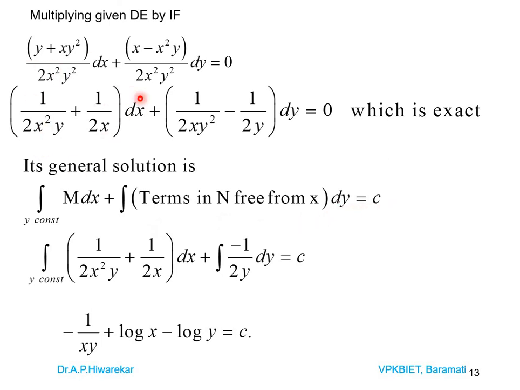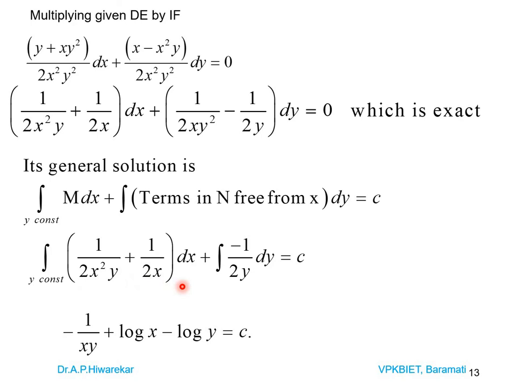So we take this M as it is. So it is (1/2x²y + 1/2x) dx, assuming y constant. Then this term consists of x, so we do not consider that. Minus (1/2y) dy is equal to 0.